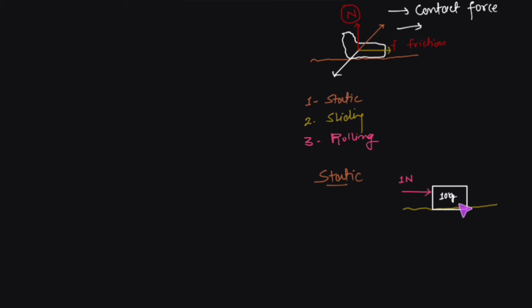It means the moment you apply 1 Newton force, there is a tendency in the block to start its motion with respect to ground or surface or table, whatever it is. So immediately the table would start applying a force of friction on this block, which would be equal to 1 Newton.